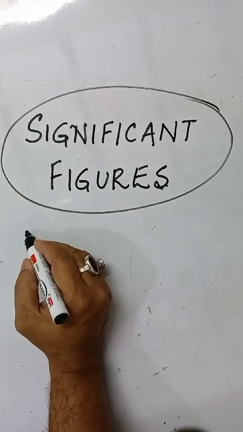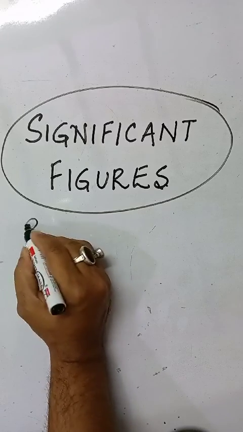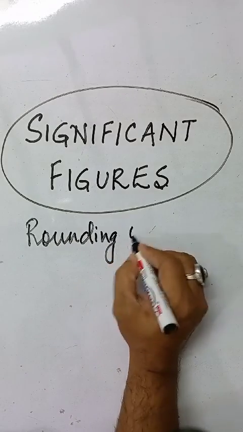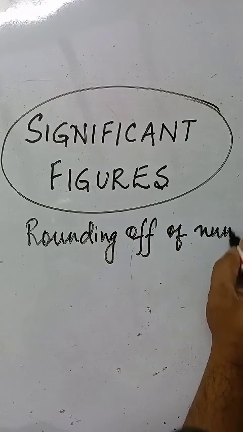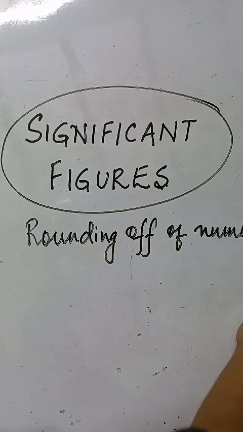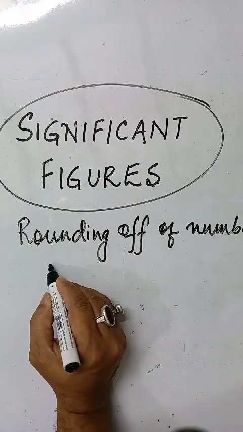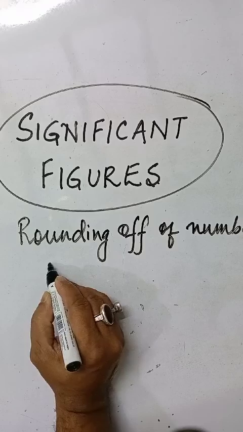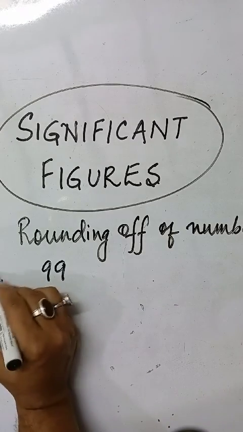We have heard something known as rounding off of numbers. Okay, rounding off of numbers. So now what is this rounding off? Let's say, for example, I have a number, let's say 99. Okay, this is an example.